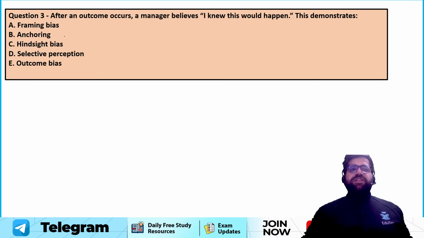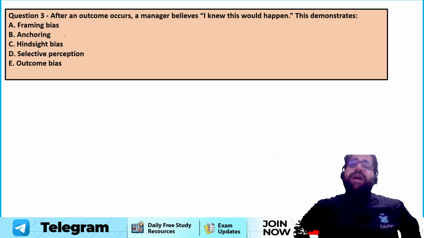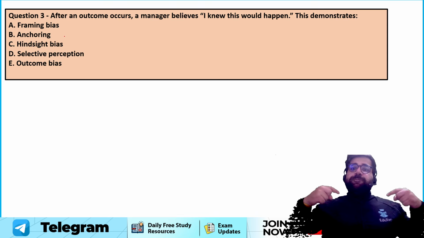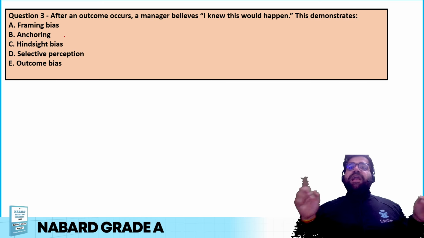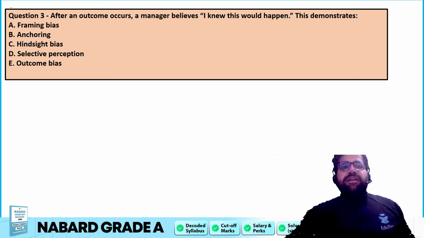Next question, question number 3. After an outcome occurs, a manager believes, I knew this would happen. Now see, मुझे तो पता था कि ये होगा. I knew this would happen. This is a classic example of hindsight bias. This is a classic example of hindsight bias, right?